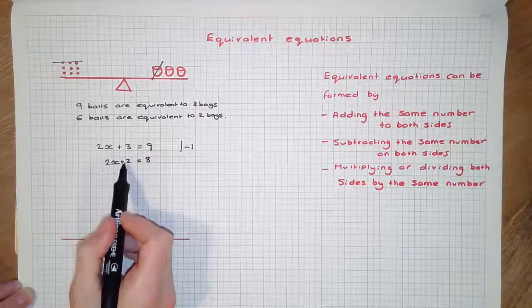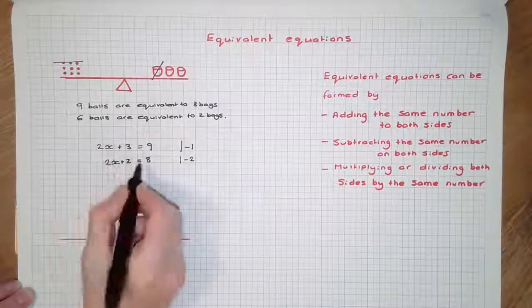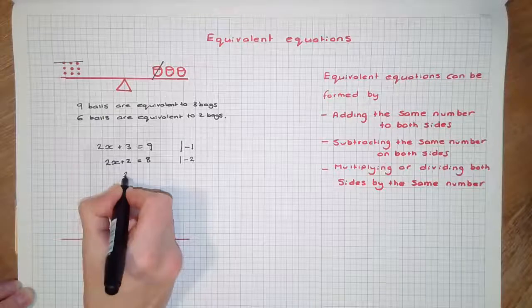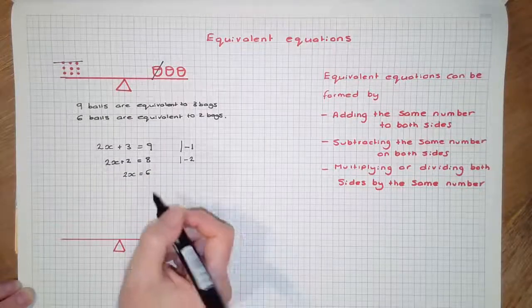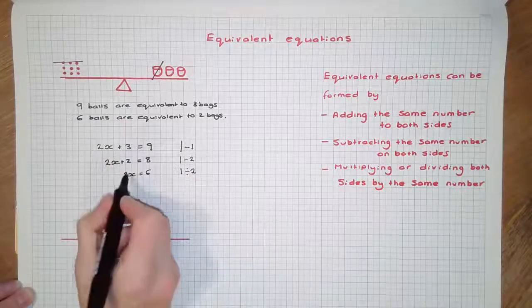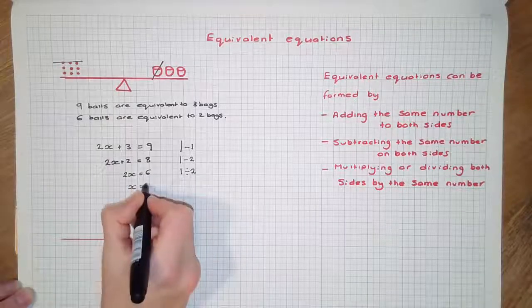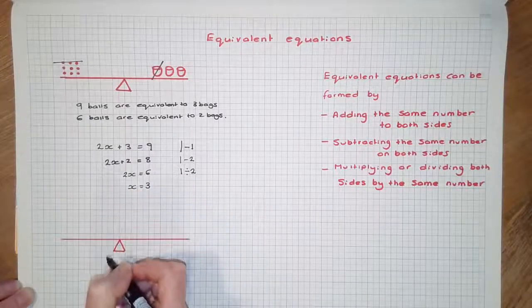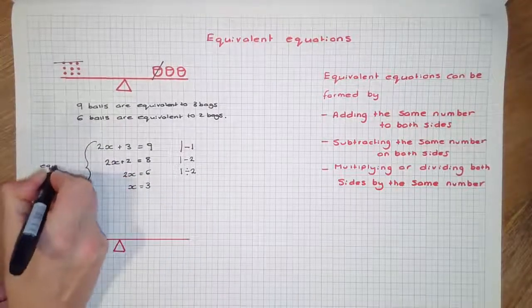Let's do it again. Let's now subtract 2 from each side. We would have an equivalent equation of just simply 2x = 6. To continue, we could divide both sides by 2. 2x divided by 2, we have x, and 6 divided by 2 is 3. We have another equivalent equation. These are all said to be equivalent equations.